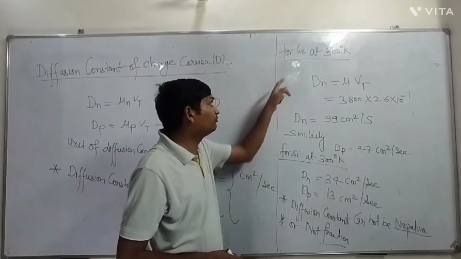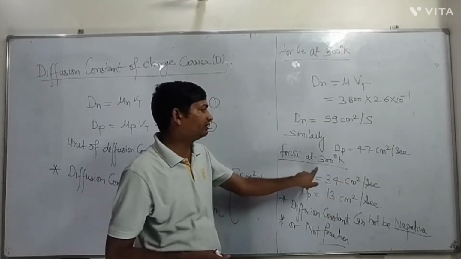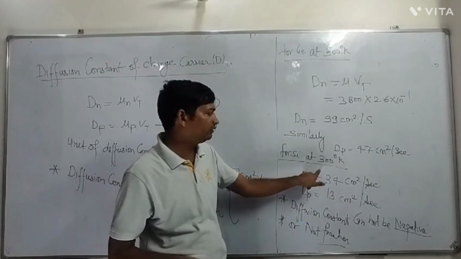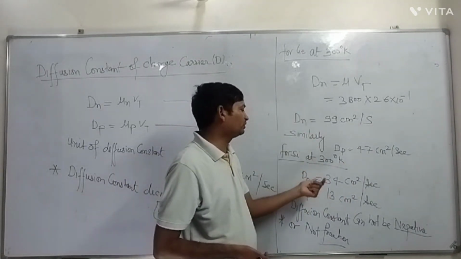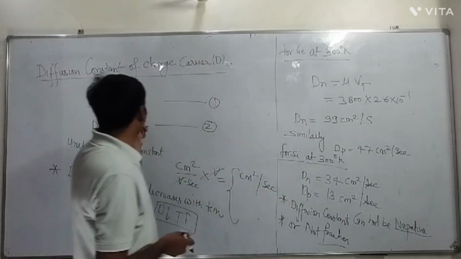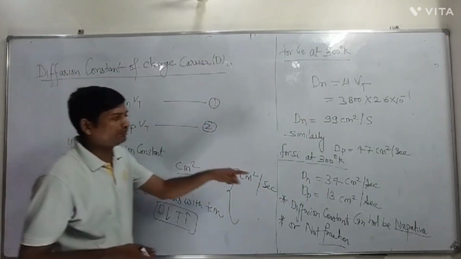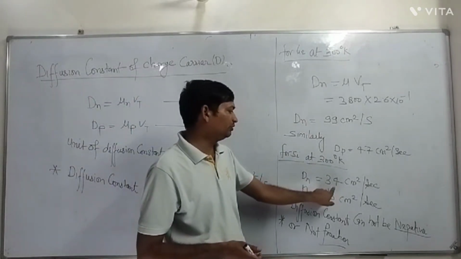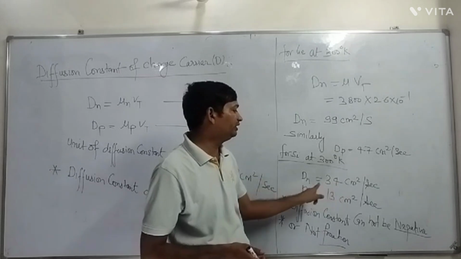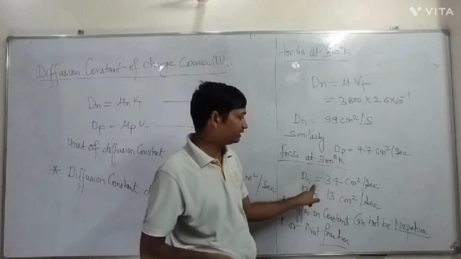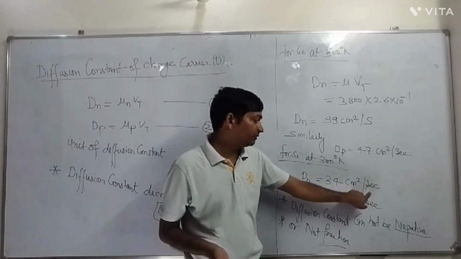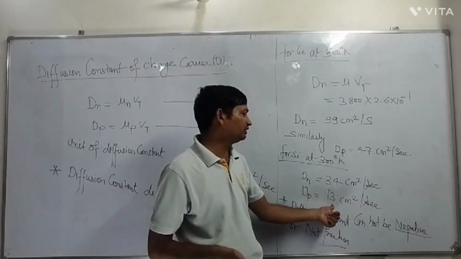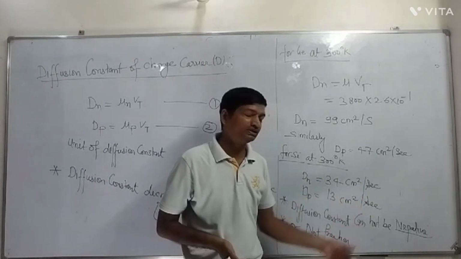For silicon at 300 Kelvin, we want to calculate the diffusion constant. Similarly, we put in the values: Dn is equal to mu n Vt. We can calculate Dn is equal to 34 centimeter square per second, and Dp is equal to 13 centimeter square per second.